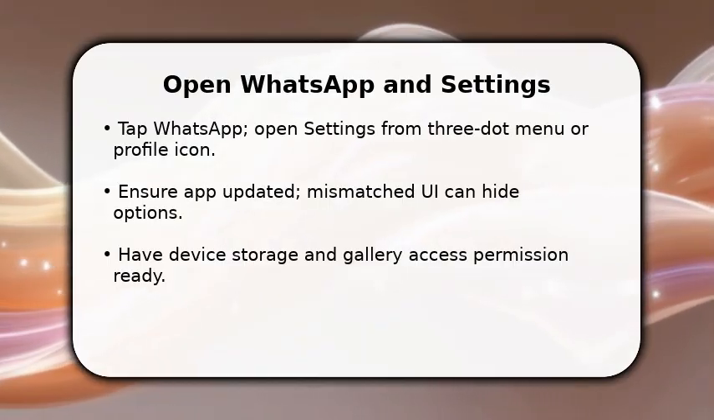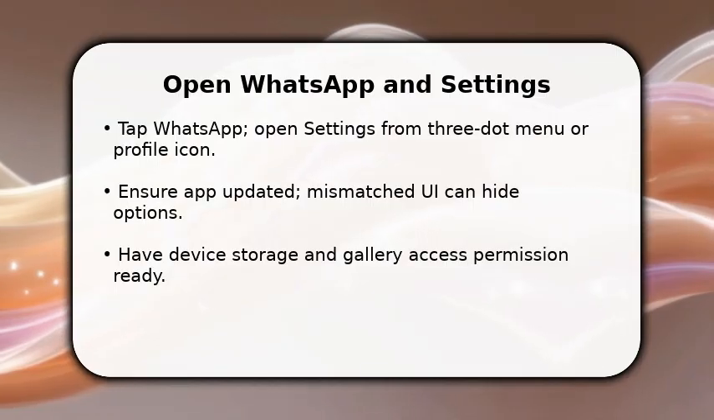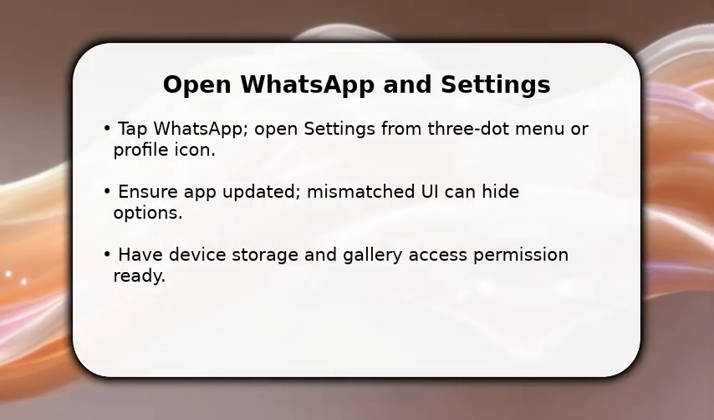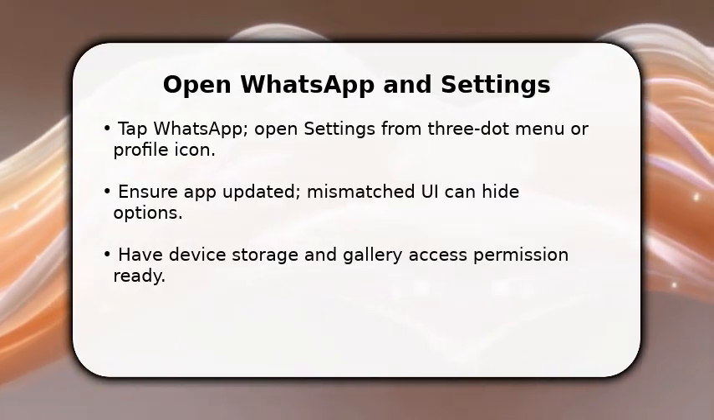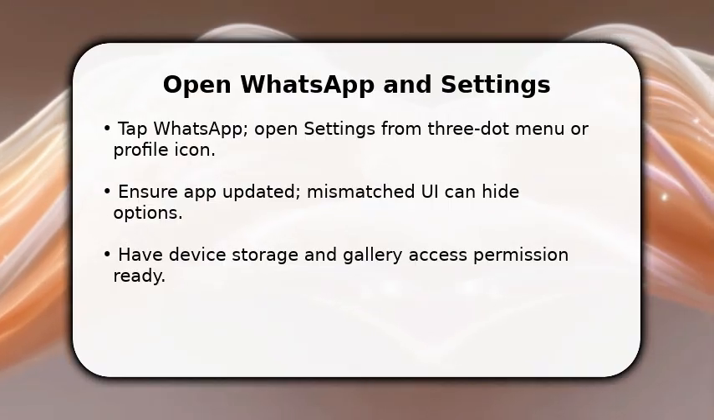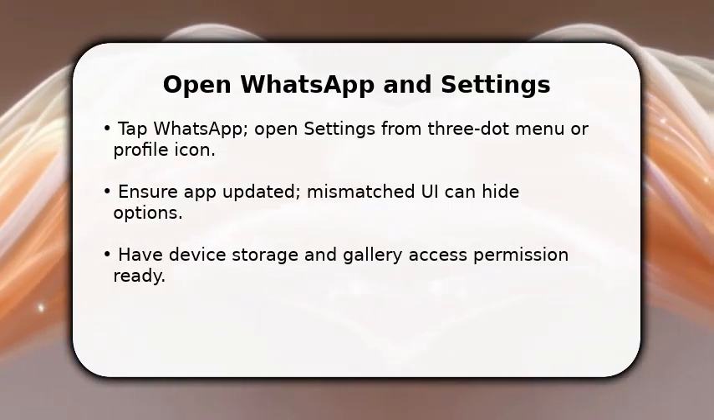Make sure your app is up to date and that WhatsApp has permission to access storage or photos. If permissions are missing, you can't change behavior reliably. Do this now so the next steps affect the correct options without friction or wasted searching.